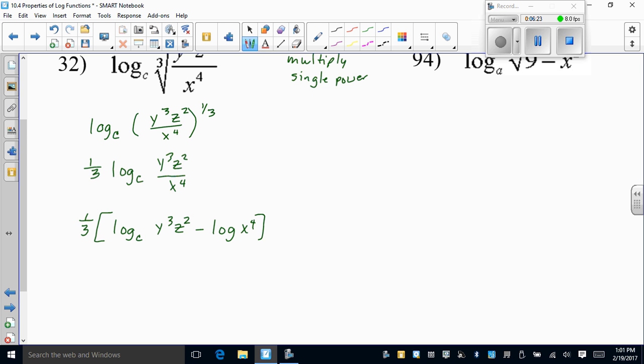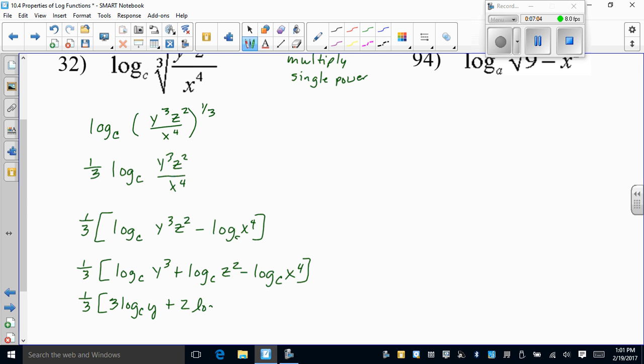And now to take care of the things that are being multiplied together. 1/3 log base c of y cubed plus log base c of z squared minus log base c of x to the fourth. And our last one is single powers. 1/3, 3 times log base c of y plus 2 times log base c of z minus 4 times log base c of x.